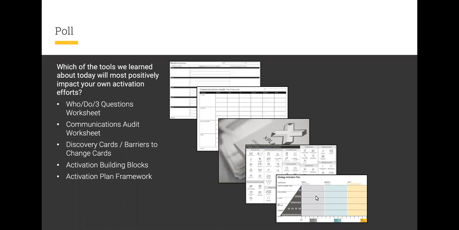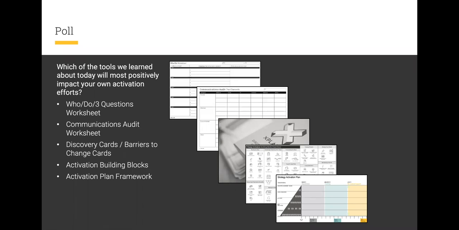Okay, great. So let's close the poll. This is great. Ultimately, I think people see generally that they can apply most of these tools in lots of different ways. Activation plan framework, bringing it all together, seems to be the most popular choice. So I'm glad to hear that. It's obviously cumulative, so pleased to see the pretty equal distribution between these tools.